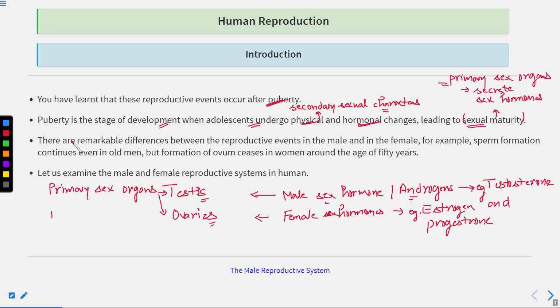Now, there is a remarkable difference between the reproductive events in the male as well as in the female. For example, sperm formation continues even in the old man, but the formation of the ovum ceases in the woman around the age of 50 years. Clear? So sperm production keeps on going even in old men, although the viability will be very less. Whereas in females, at the age of 50, the formation of the ovum ceases. It stops.